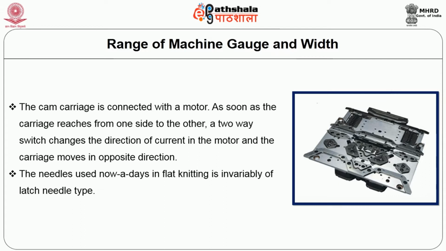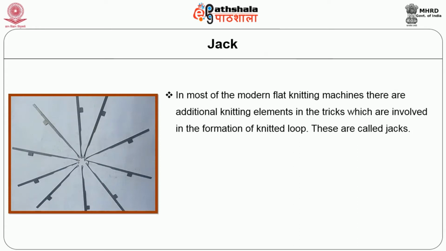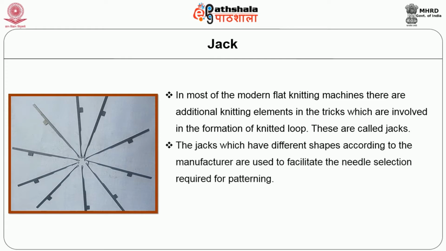A few of other knitting elements found in flat knitting machine are as follows. Jack. In most of modern flat knitting machine, there are additional elements in the tricks which are involved in the formation of knitted loop. These are called jack. The jack, which have different shape according to the manufacturer, are used to facilitate the needle selection required for patterning.